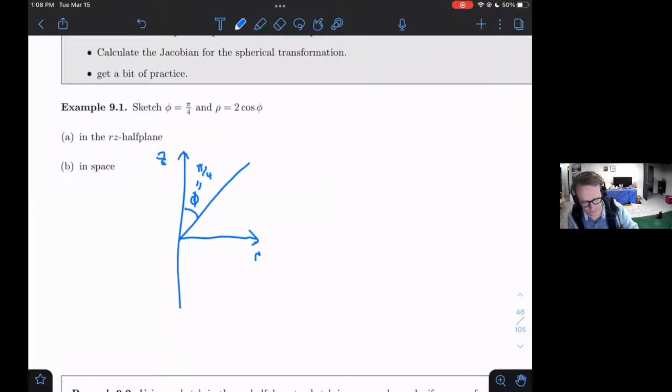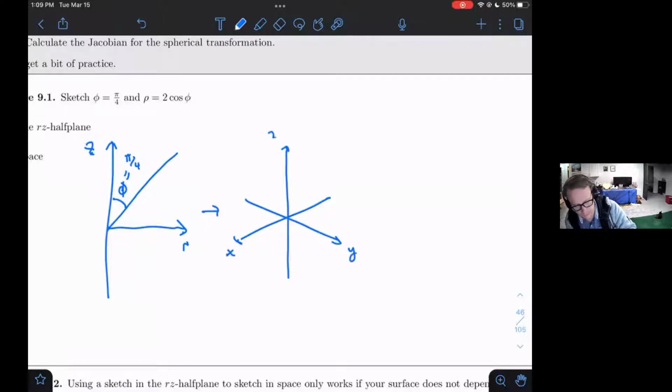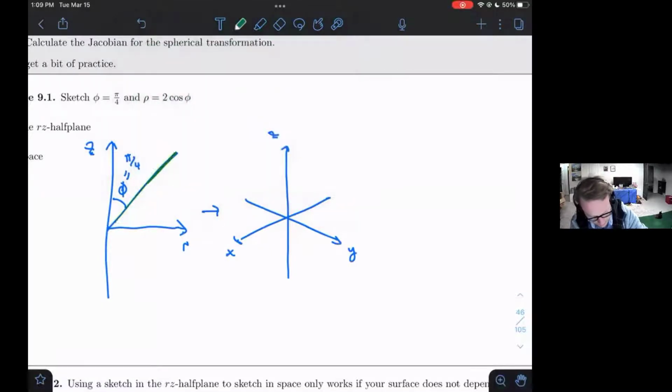So if we think about this for a second, and I draw it in space, X, Y, Z, and we again take this line and spin it around, maybe I can even make it a different color so it looks different than my axes here. Spin this around, and we're going to end up getting a sort of cone-looking shape, or a half cone, which is indeed correct. So this phi equals pi over 4 is the shape of a cone.